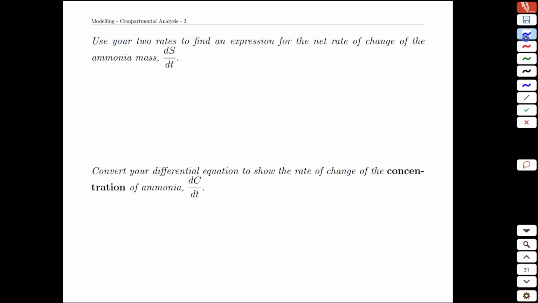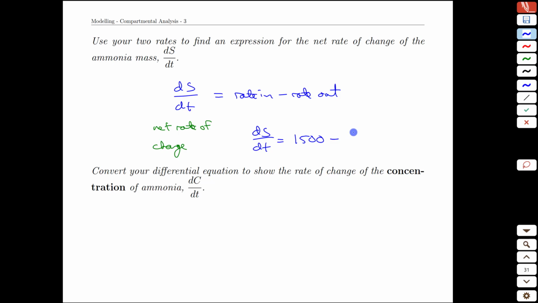Of course, once we have those two pieces, dS dt, which is the net rate of change of ammonia, is going to equal the rate in minus the rate out. And we have just found both of those ingredients. dS dt is going to equal 1500 in every day for sure, minus, depending on how much we currently have, S over 25 times 10 as the rate of ammonia leaving the system. So that's quite a nice model.